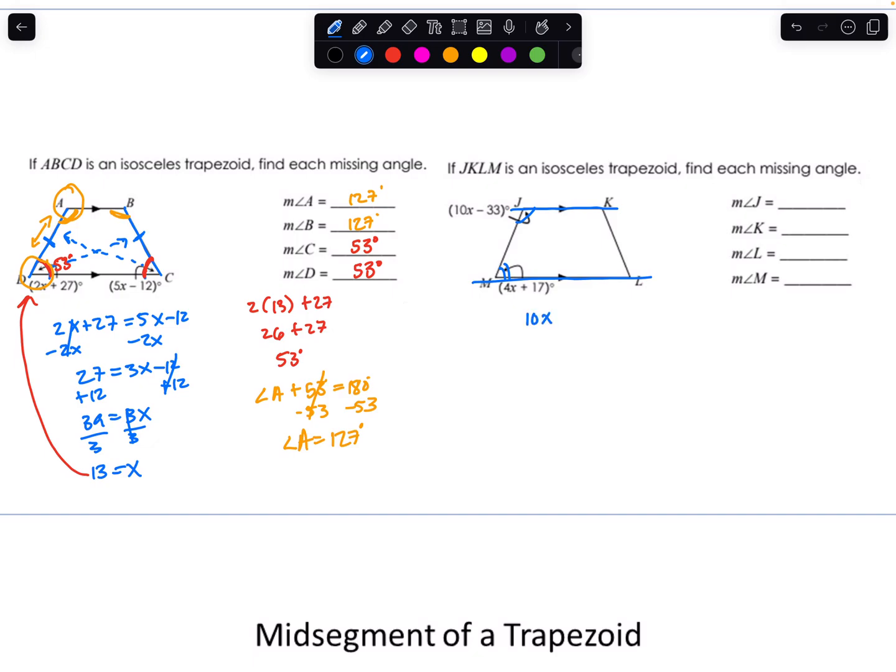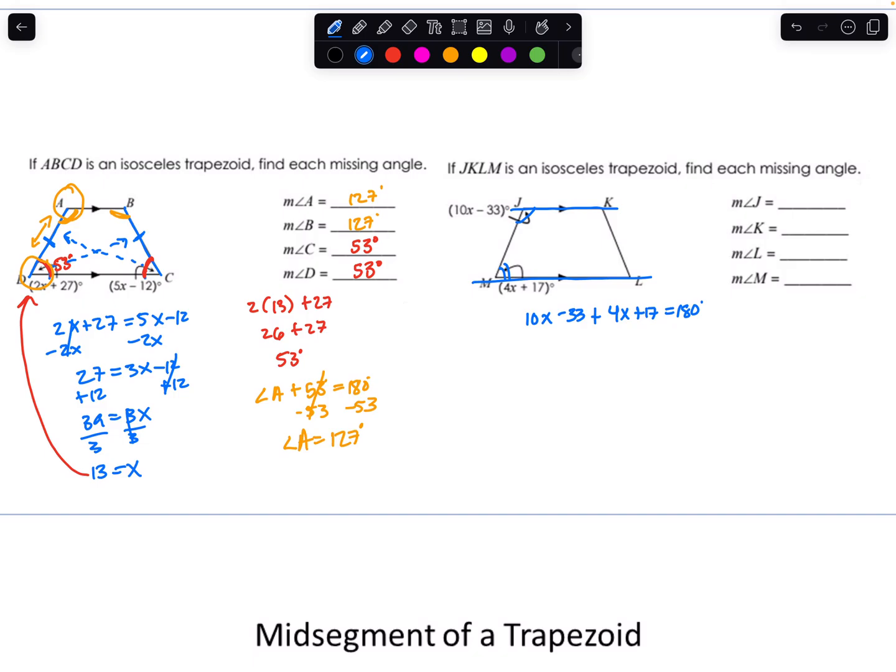Instead, these are the angles that are between the parallel lines, which means that together they are supplementary. So 10x minus 33 plus 4x plus 17 should add up to 180 degrees. In the previous example on the left, the base angles were congruent, so we made them equal. Here, the equation changes. They are supplementary because they are consecutive, and they are between the parallel lines.